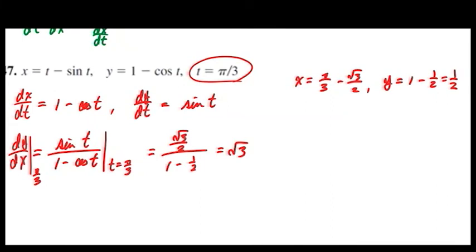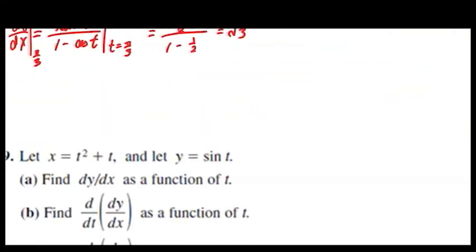So then point-slope form is y minus 1/2 is equal to root 3, and then x minus, pi over 3 minus root 3 over 2. And then you convert that into slope and intercept form. You get it? Okay, now the question?